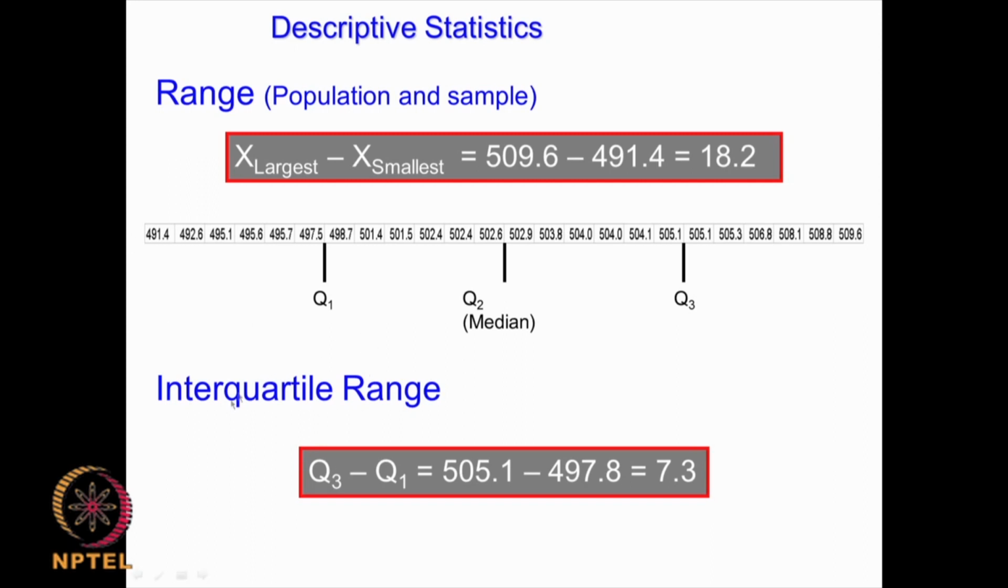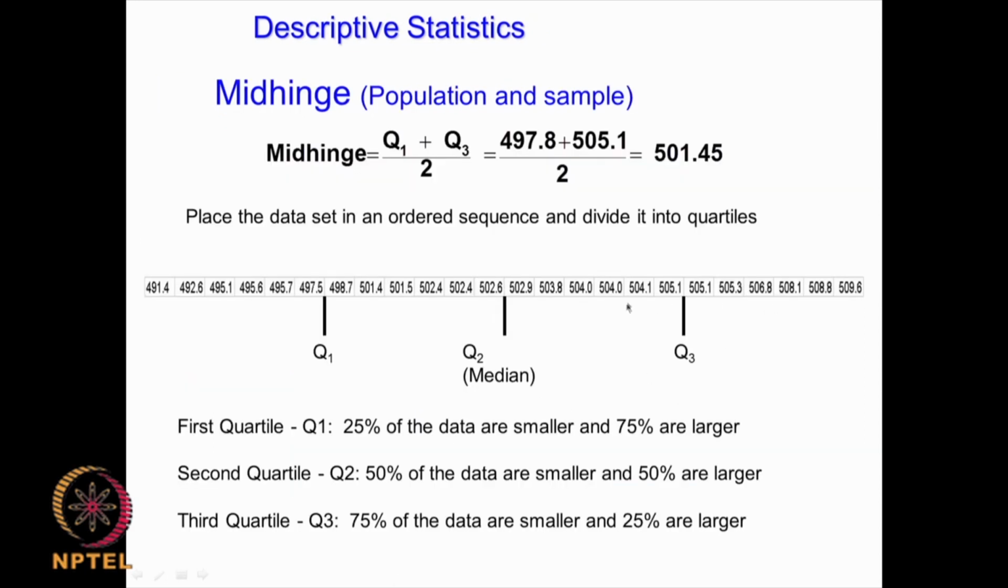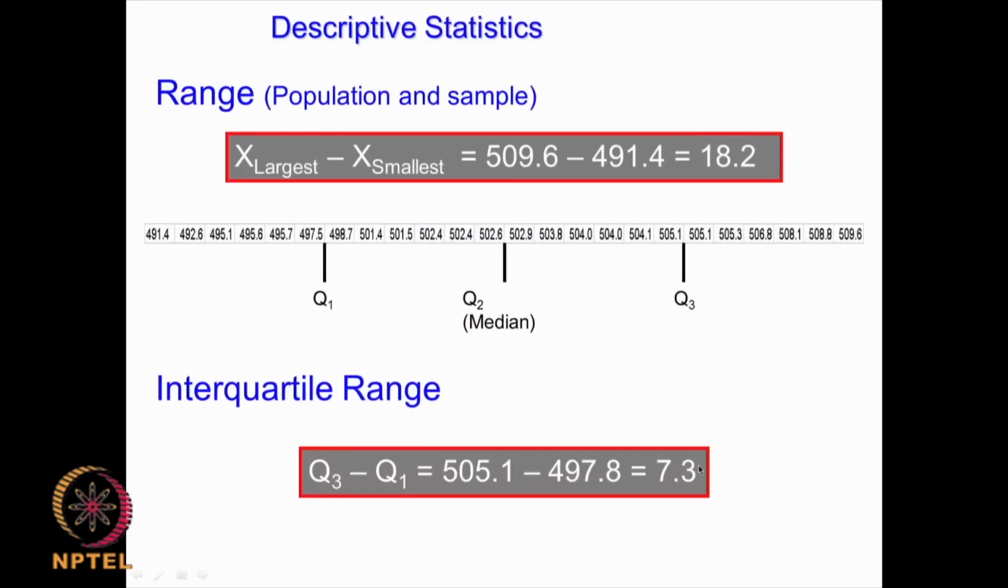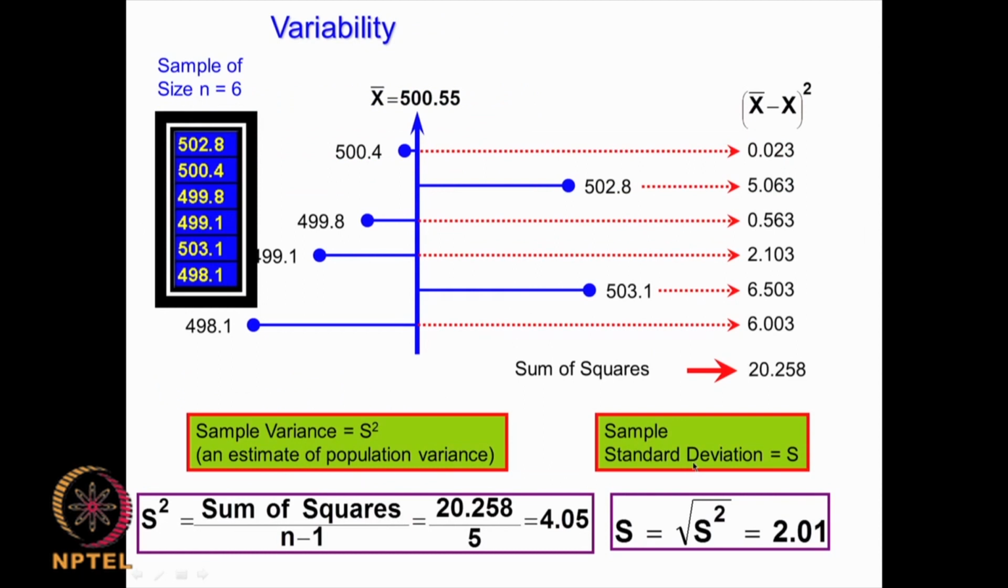Then there is also the interquartile range, that is nothing but Q3 minus Q1. So you know Q3, you know Q1, so you find the difference, that is called the interquartile range. Now let us look at the variability of the data.